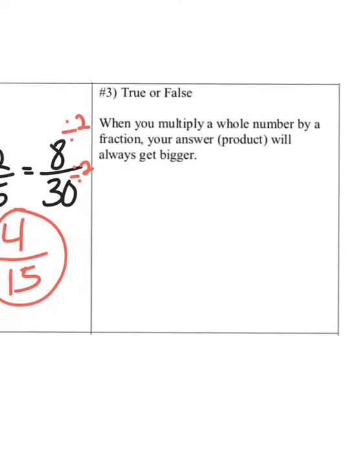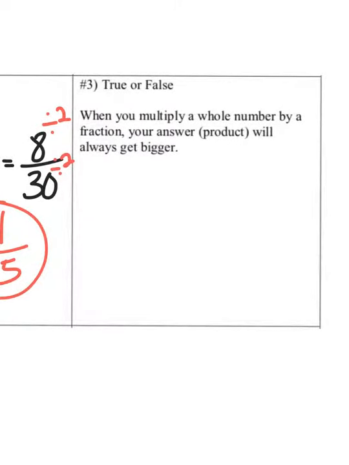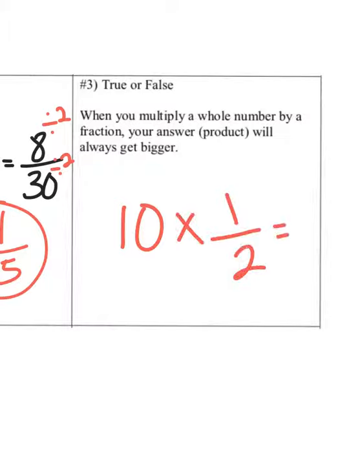For number 3, it says true or false. When you multiply a whole number, let's make this one 10, by a fraction, your answer will always get bigger. You will get more. And that is going to be false. Anytime you multiply a whole number by a fraction that is less than one whole, you will always get less. Anytime you multiply by a number that is exactly a whole, you always get the same amount. And anytime you multiply a fraction by more than a whole, you will always get more.